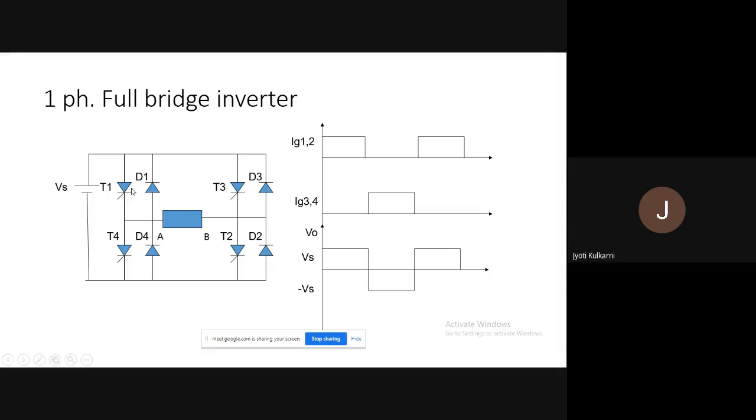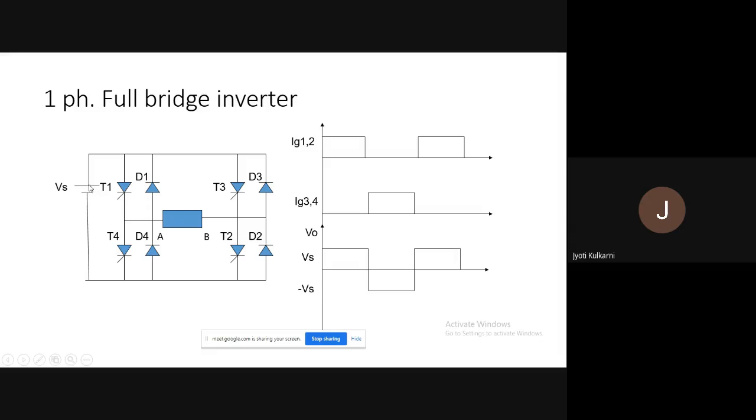Because of the full bridge we have four devices. It means for each half cycle two devices will conduct at a time. So which two devices first? IG1 and IG2 will conduct which two thyristors first? T1 and T2. So with the help of gate pulses IG1 and IG2, we conduct thyristor T1 and thyristor T2.